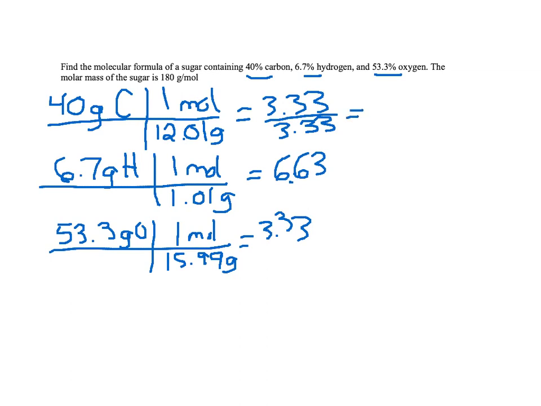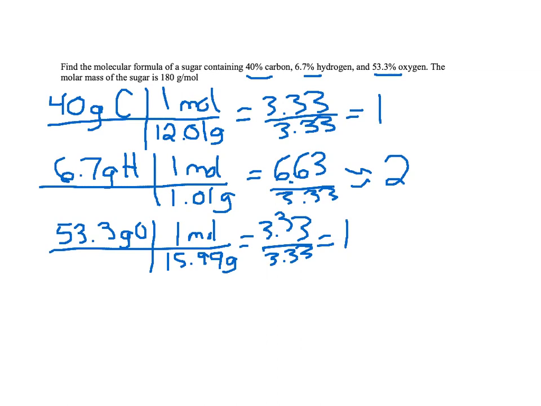So 3.33 divided by 3.33 is 1. 6.63 divided by 3.33 is roughly 2. You're looking for whole numbers in these. And then 3.33 divided by 3.33 is 1. What these whole numbers now tell us is how we can write the empirical formula.